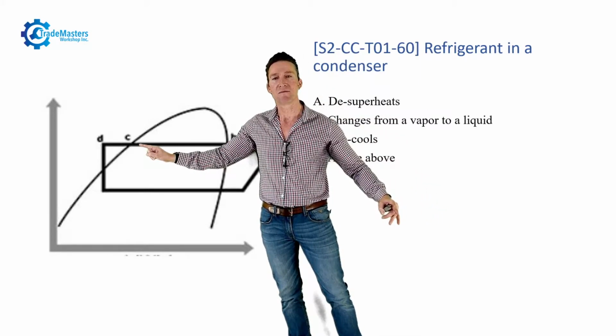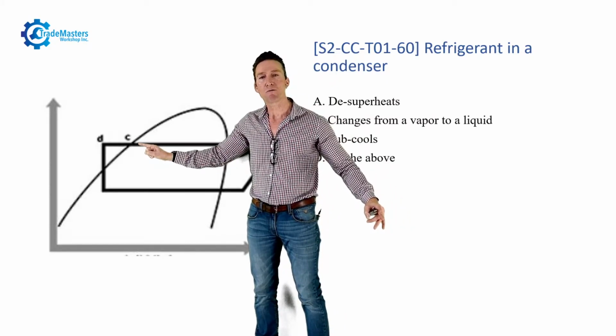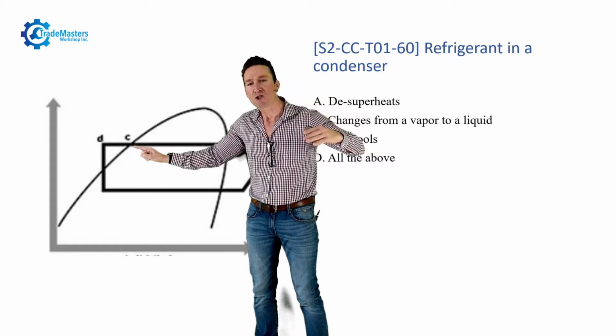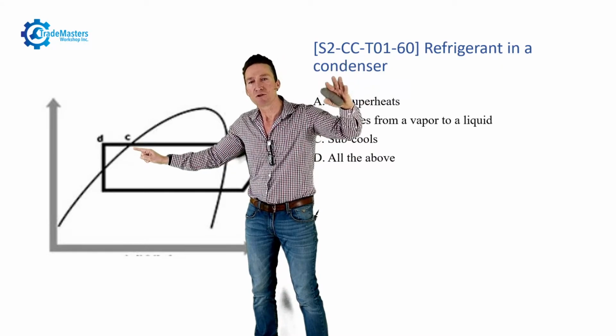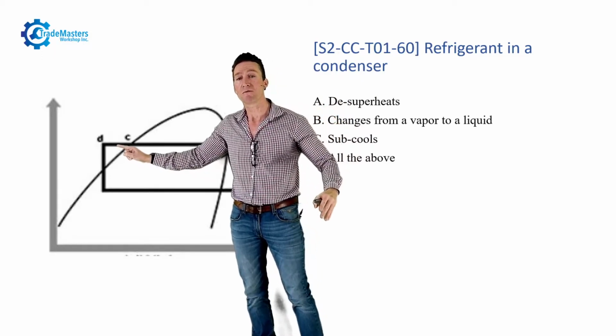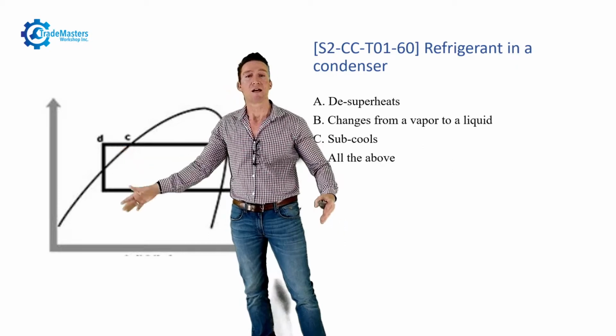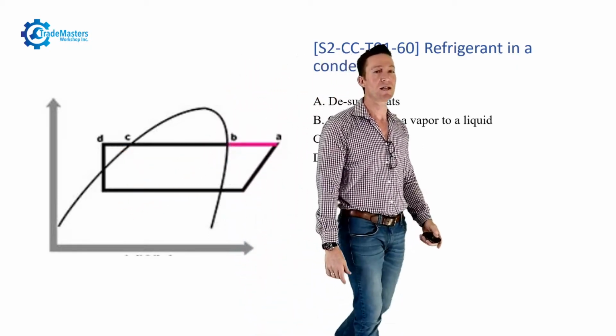to point C. In the last passes of the condenser, the refrigerant will be rejecting even more heat, reducing its temperature, but now it's all liquid, so we will subcool from C to D, where we finally enter the metering device. So what's happening to the refrigerant in the condenser?